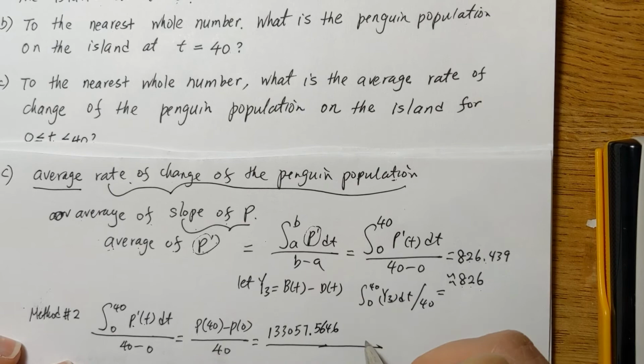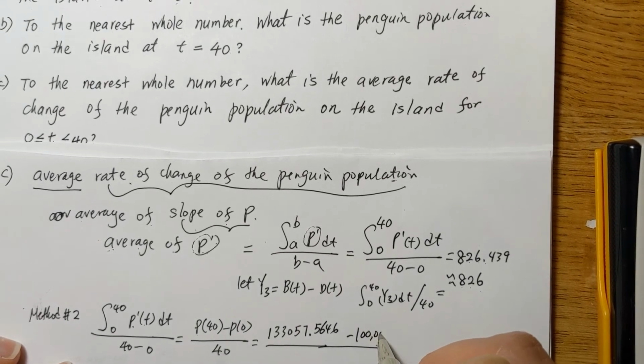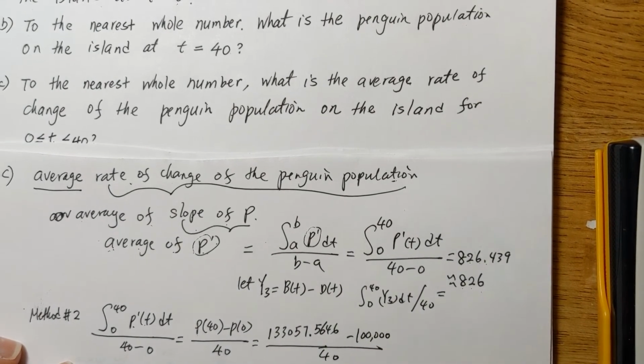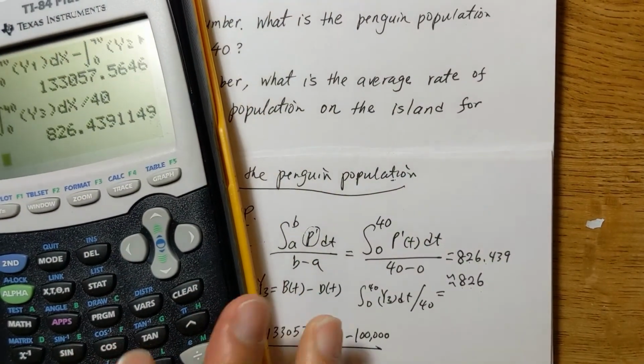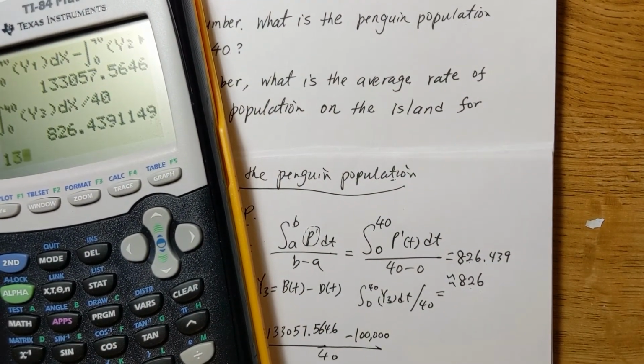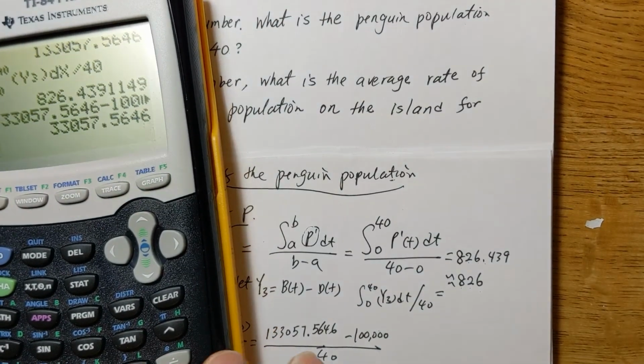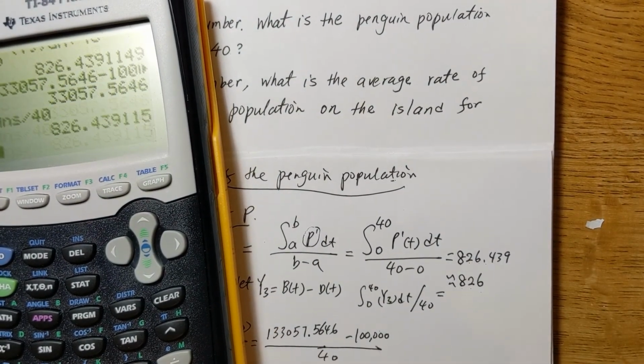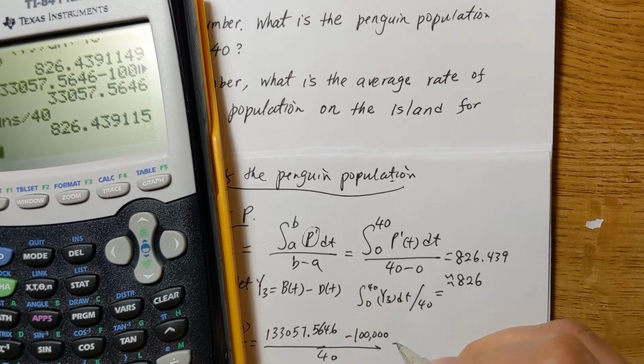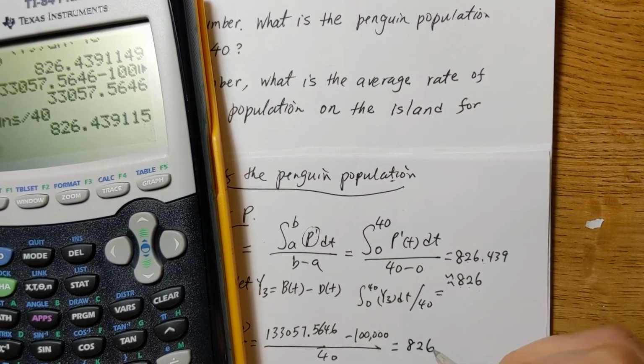0.5646 minus the 100,000, divided by 40. So now we're going to do 133,057.5646 subtract 100,000, and then divide by 40. We got the same answer, 826.